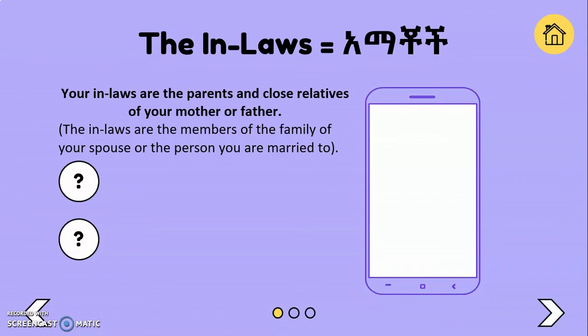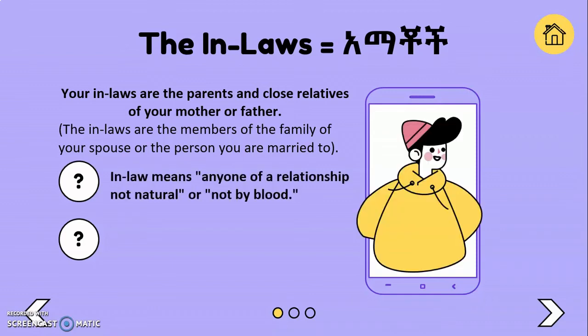Now let's come to another category, what we call the in-laws. Your in-laws are the parents and the close relatives of your spouse. The in-laws are the members of the family of your spouse or the person you are married to. In-laws means anyone of a relationship not natural or not by blood. That means the relationship is rather via marriage, a marriage in your family.